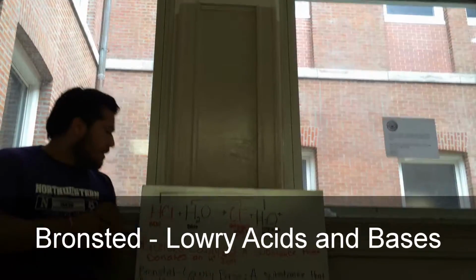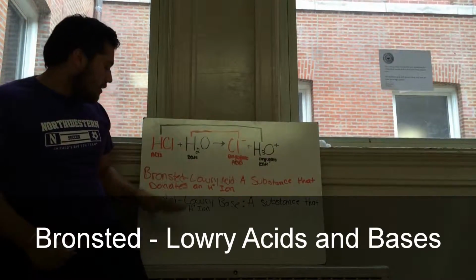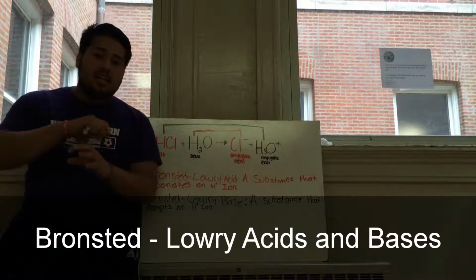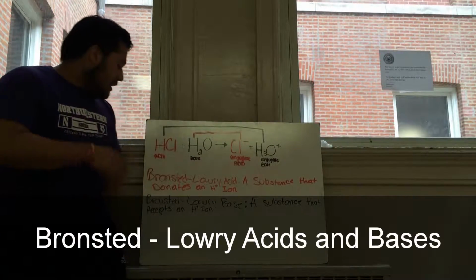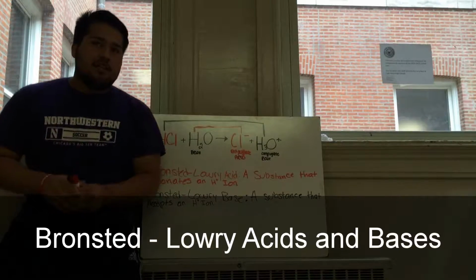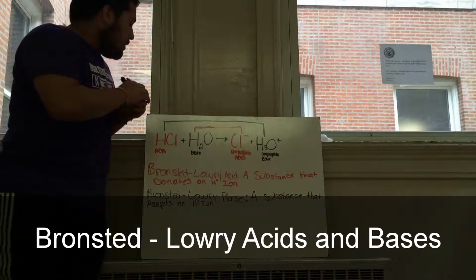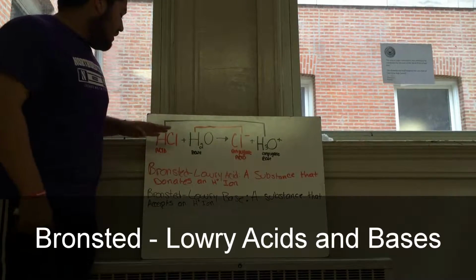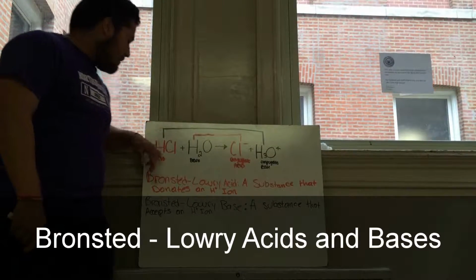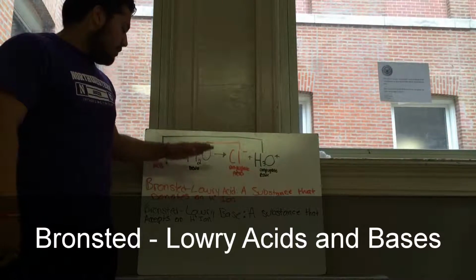So here, I made a little example, and I even got the definitions for you. A Bronsted-Lowry acid is a substance that donates an H+ ion, and a Bronsted-Lowry base is a substance that accepts an H+ ion. In this example, you can see there's hydrochloric acid and water. Hydrochloric acid is the acid right here, and H2O is the base.